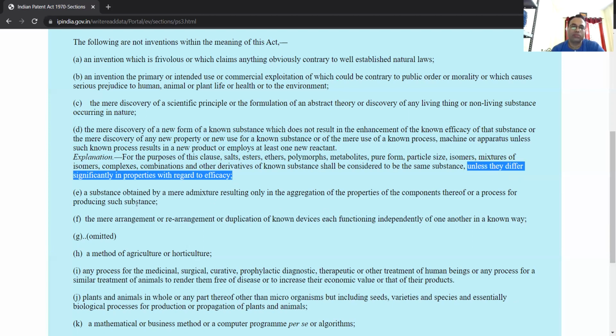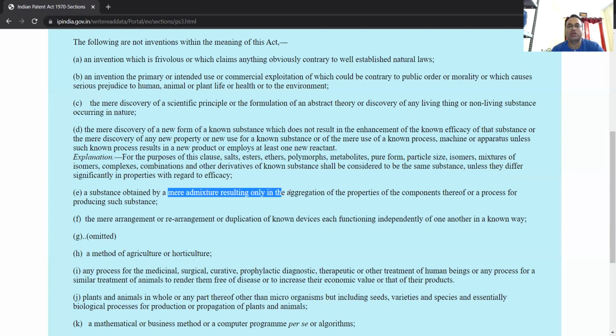that the efficacy should be more. Section 3E says a substance obtained by a mere admixture, resulting only in aggregation of the properties of the components thereof, or a process for producing such substance. For example, if I mix salt and sugar, when I taste it, I will taste both salt and sugar together. Salt is showing its own property and sugar is showing its own property, meaning they have not changed the property. Whatever property is being seen is just an aggregation of other properties. Therefore, a mixture of salt and sugar is not patentable.